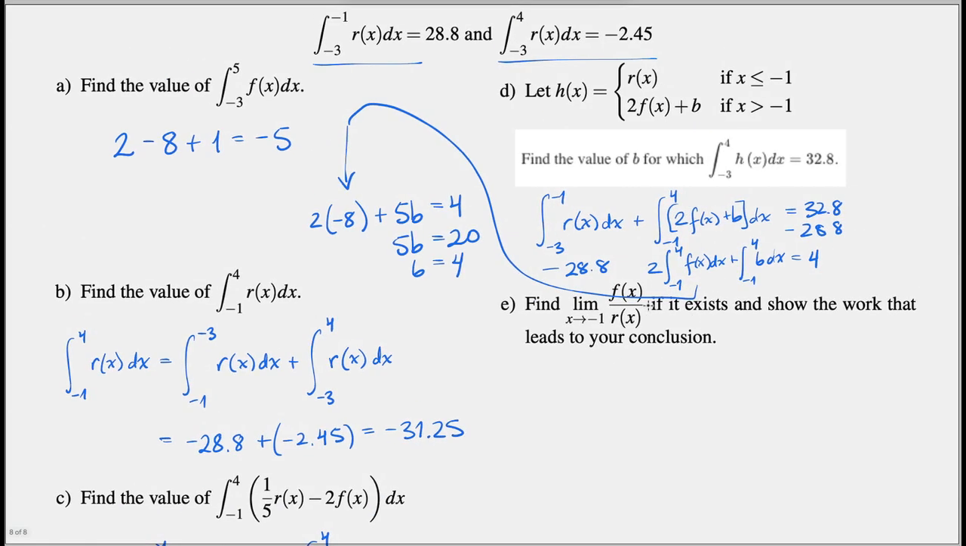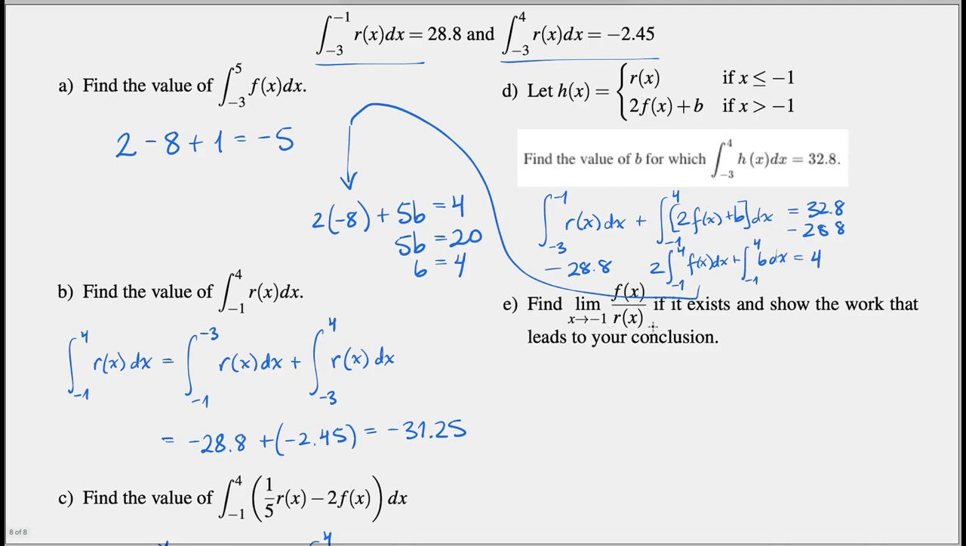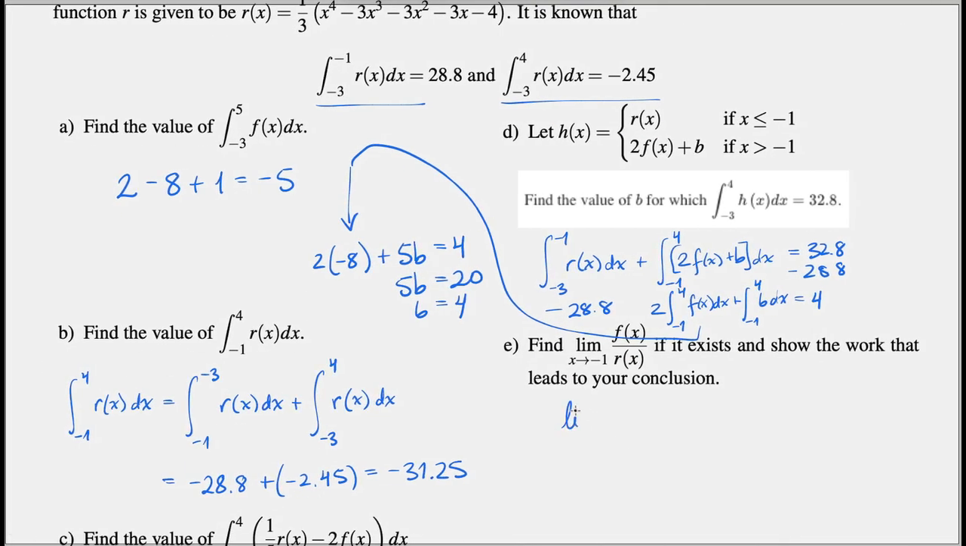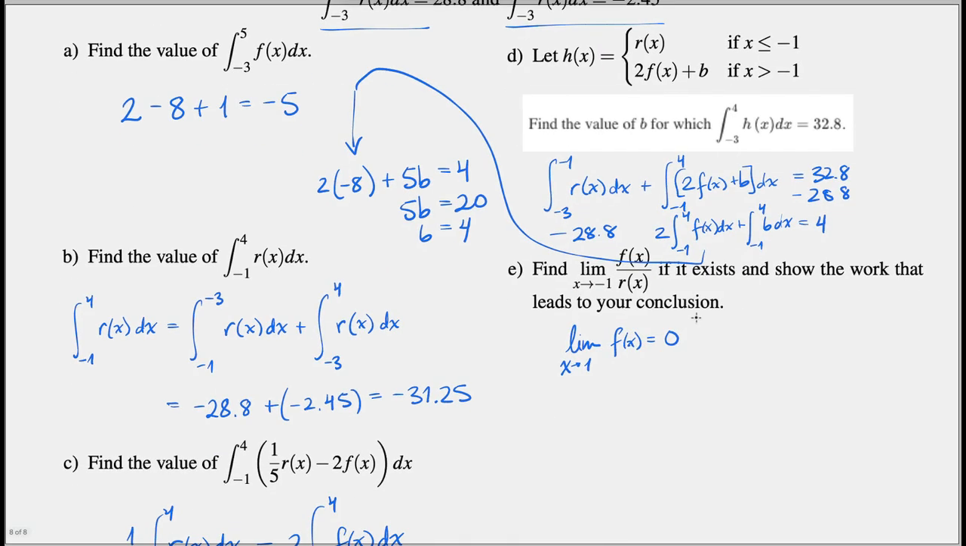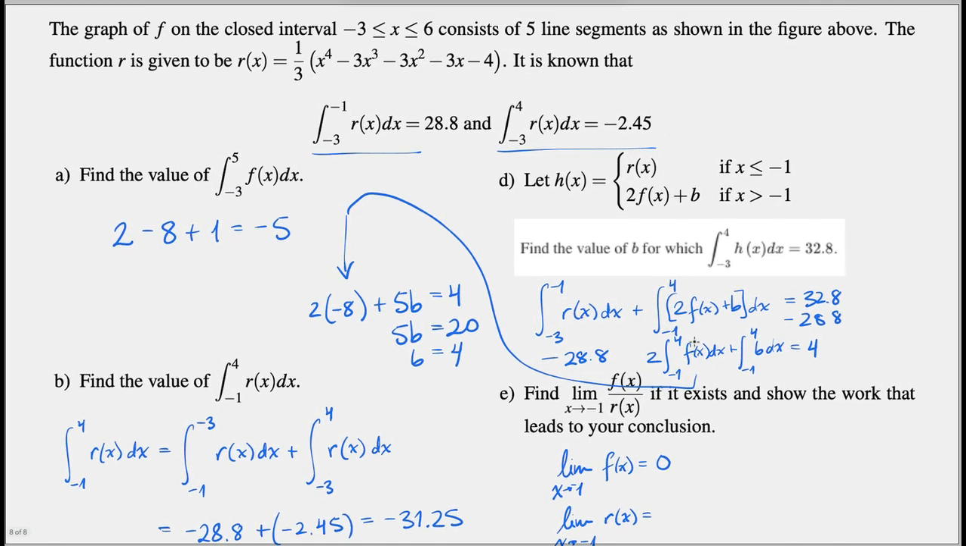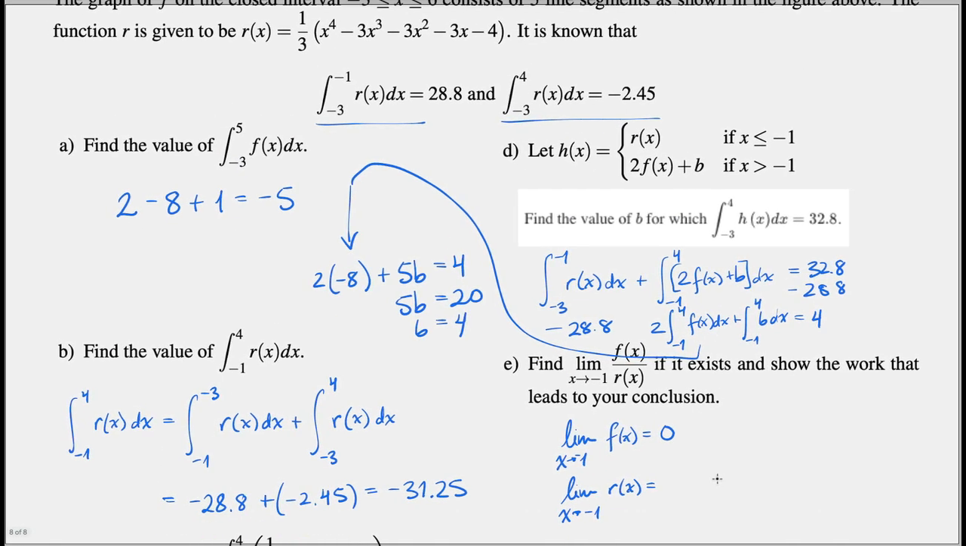Well, as x approaches negative 1, first of all, notice that f of x is approaching 0. So the numerator is approaching 0. Let me write that. Limit as x approaches negative 1 of f of x is equal to 0. Let's see what we can do with r of x. So the limit as x approaches negative 1 of r of x equals, well, r of x is this big ugly thing. Let's go ahead and plug that in, shall we?